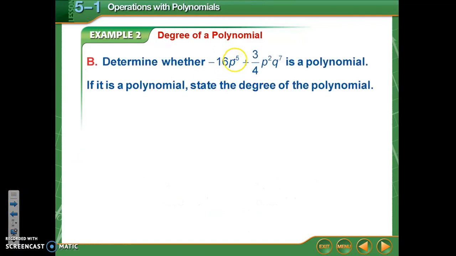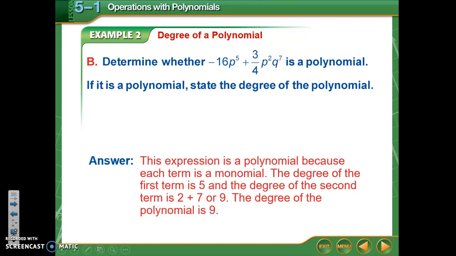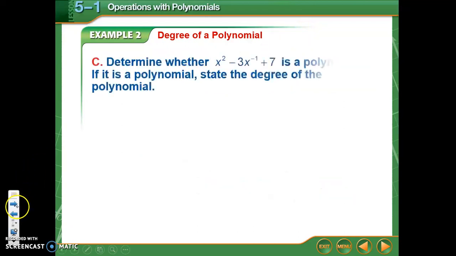Here I have negative 16p to the 5th, 3/4 plus 3/4 p squared q to the 7th. This is a polynomial because it meets all of the requirements. The degree of this term is 5 because that's the exponent there. The degree of this term is 9. Why? Because I have an exponent of 7 on my variable and an exponent of 2 on my other variable. I add those together and I get a degree of 9. So this is a 9th degree polynomial.